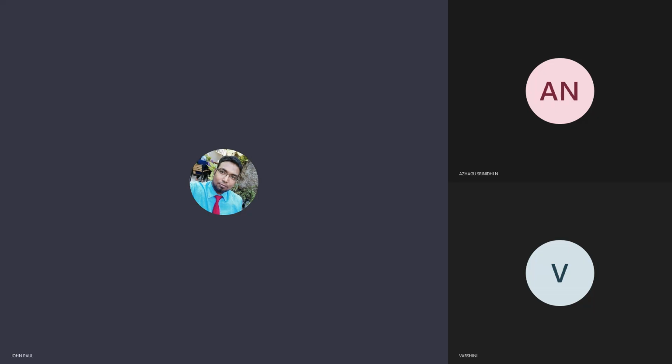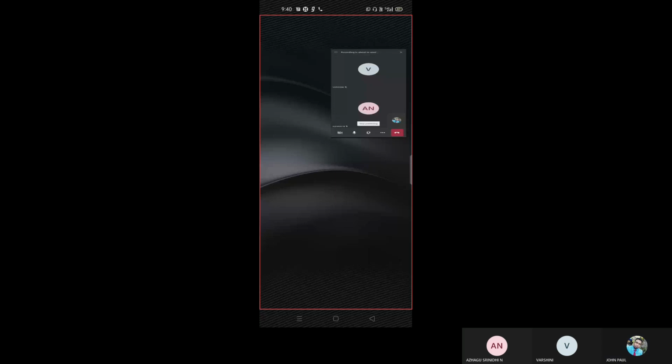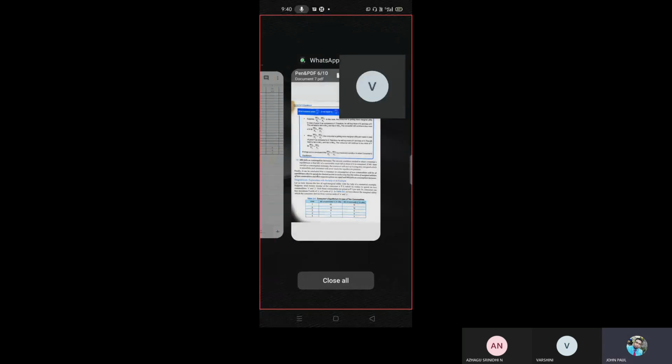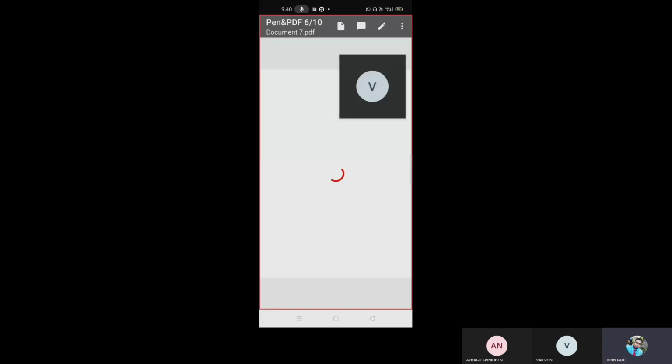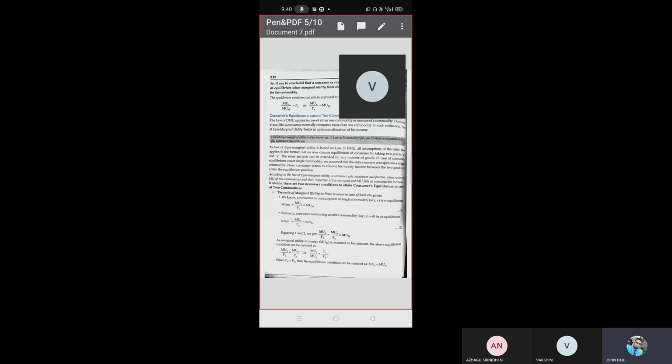Yesterday we discussed consumer equilibrium, right? Consumer equilibrium means marginal utility must be equal to price. Marginal utility of a commodity must be equal to price. That is what we call consumer equilibrium.